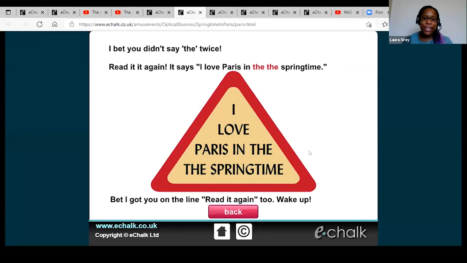Okay, so hopefully you read it. And I know the first time I did this, I read it as "I love Paris in the springtime." I didn't spot the extra "the". And I'll be honest with you, even when I read the instructions on the page like I've just asked you to, it says at the bottom down here, "but I got you on the line, read it again too." And when you go back and look, it says read it again. Okay, and that's because you don't always see exactly what's in front of you because your brain makes assumptions based on what you've learned before.